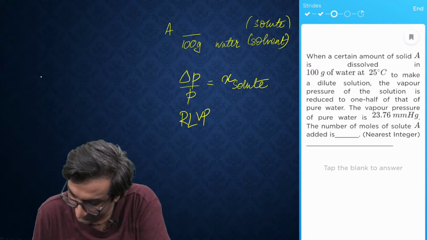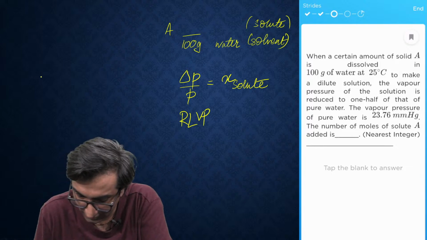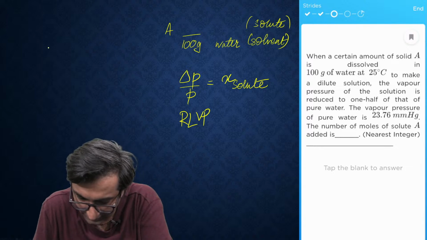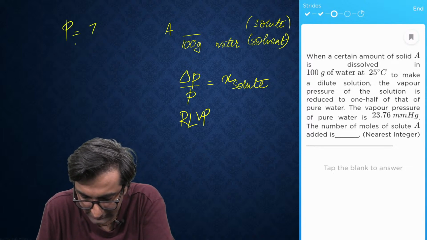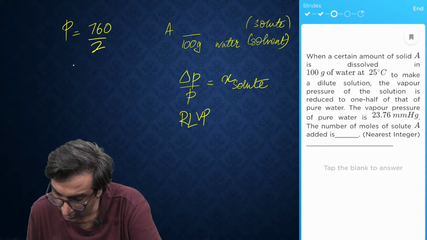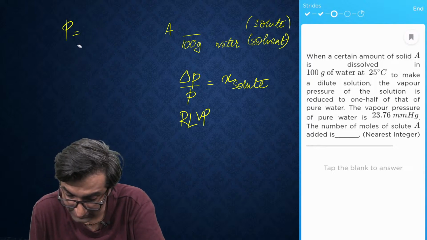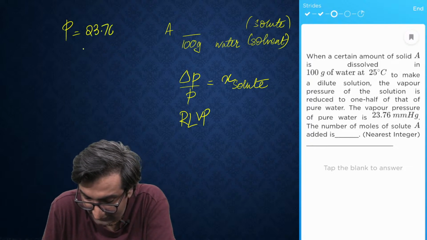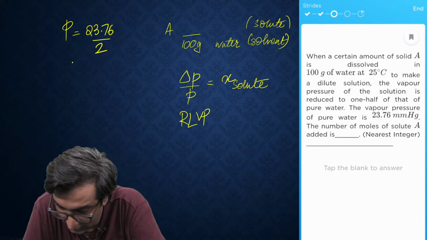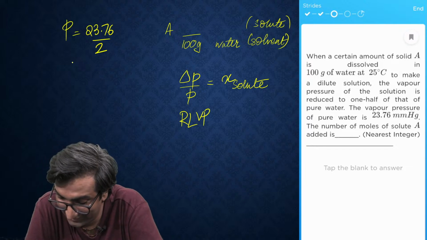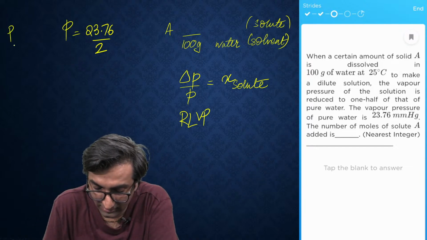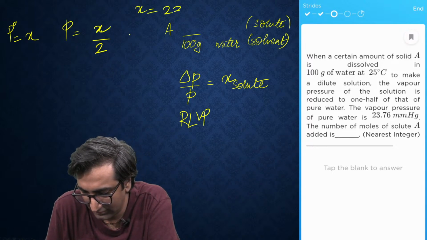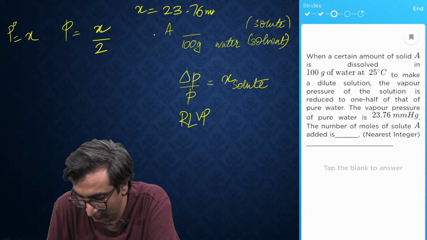They are saying that it is reduced to 1/2 of pure water. So delta P is reduced to 1/2 of pure. Okay, no, actually, let's say that P now is equal to 760 by 2. Oh, no, it's not 760 by 2. The vapor pressure of pure water by 2. Pure water is 23.76, so 23.76 by 2. Cool. I don't know why I took 760. That was a weird thing to do. And P naught is given as, say, x, and this is x by 2. Let's just write x, where x is equal to 23.76 mm Hg.